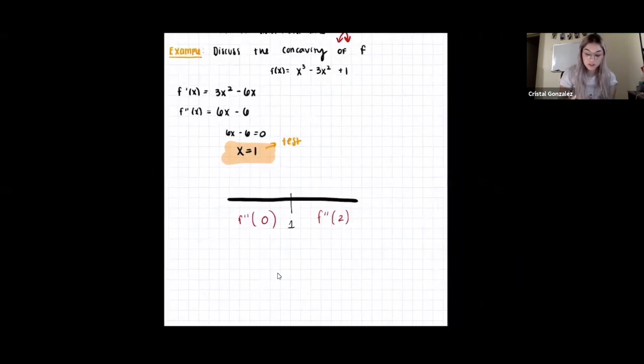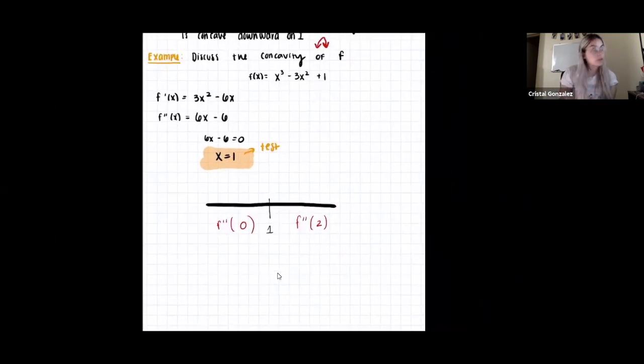So hopefully you did that, and when you plugged in 0, that's pretty easy. You have that our second derivative is negative. And so that means we have a concave downward shape from negative infinity to 1. And here we have a concave upward. Perfect.